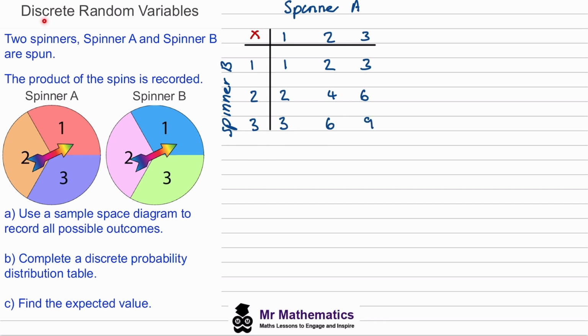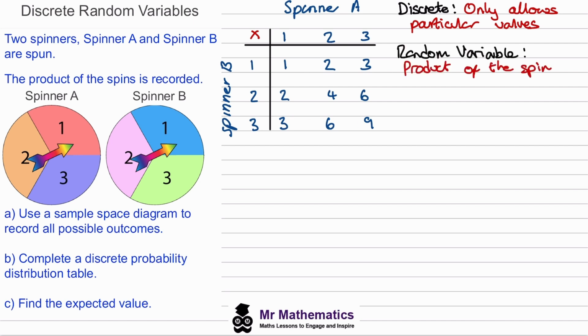So the reason we're looking at discrete random variables is that the outcomes can only be particular values, any of these. We can't, for instance, have an outcome of 2.5 or 1.06. So it's discrete because it only allows particular values. And for the random variables, well, this will be the product of each of a spin. So we could get any one of these variables at random. So in this case, the random variable would be the product of a spin. So I hope that explains the phrase discrete random variables in this situation.